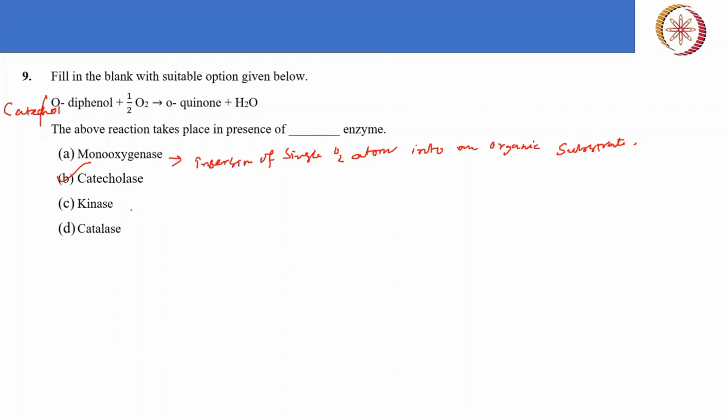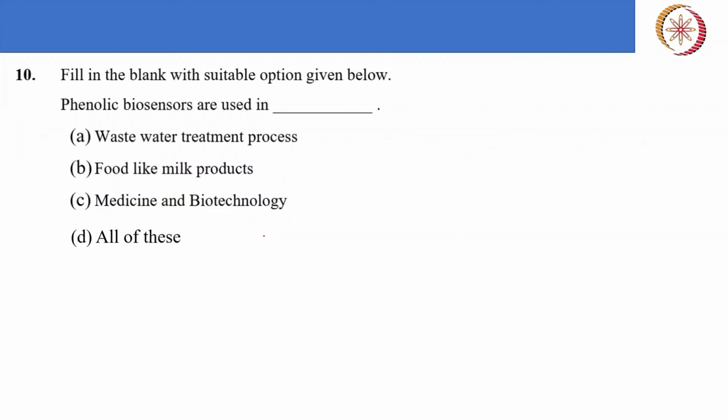What is the function of kinase? Kinase catalyzes the transfer of a phosphate group from a high energy phosphate donating molecule to a specific substrate. And what is the function of catalase? Catalase can decompose hydrogen peroxide to water plus oxygen. I think we already discussed this in the second or third question. There was a similar type of another question.